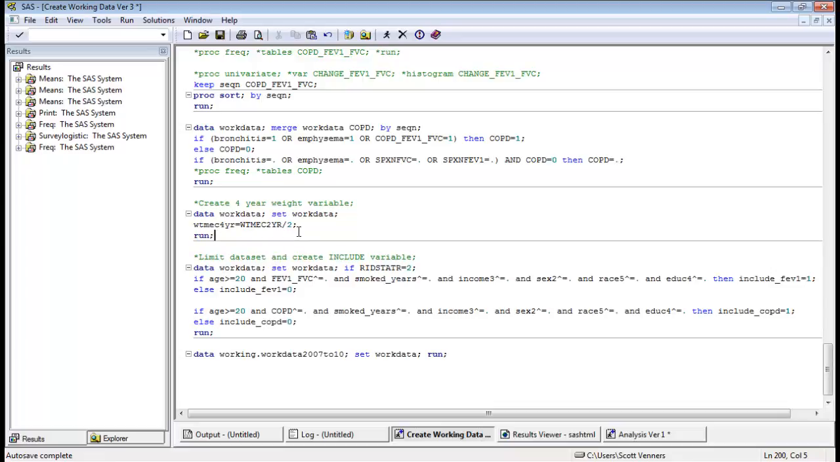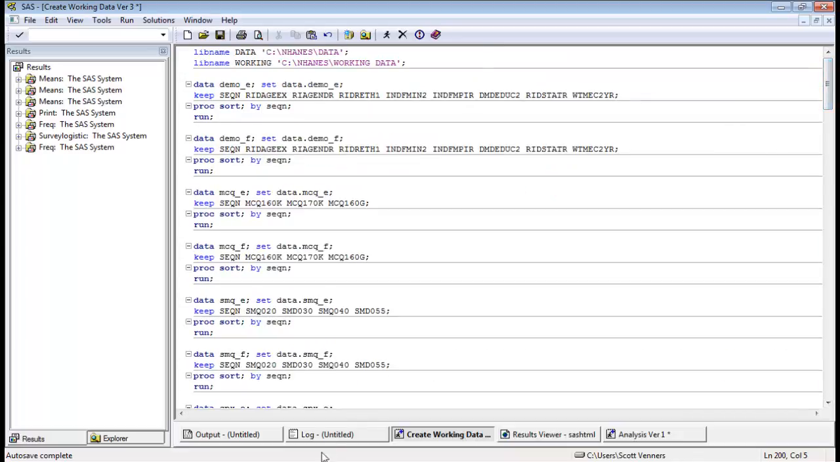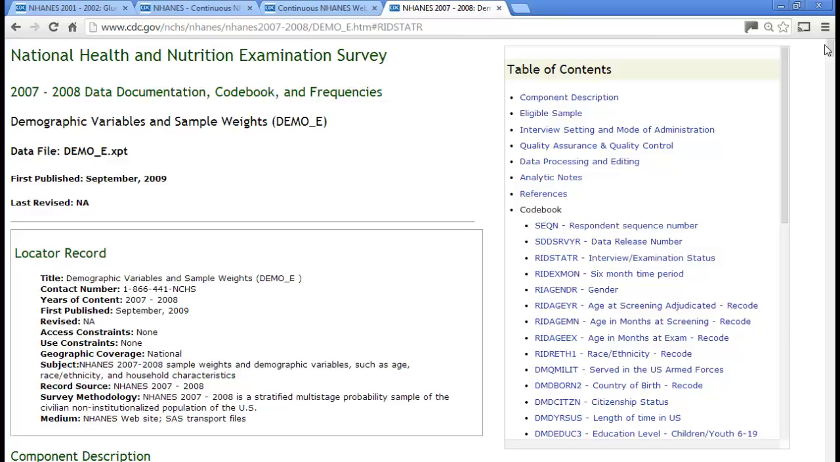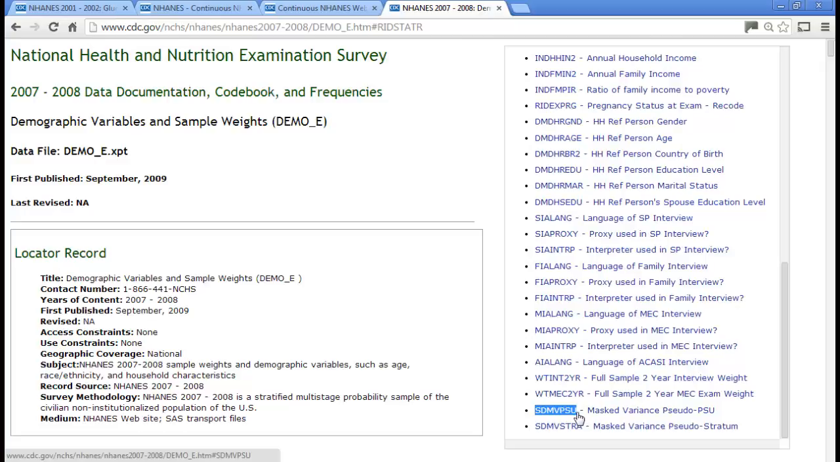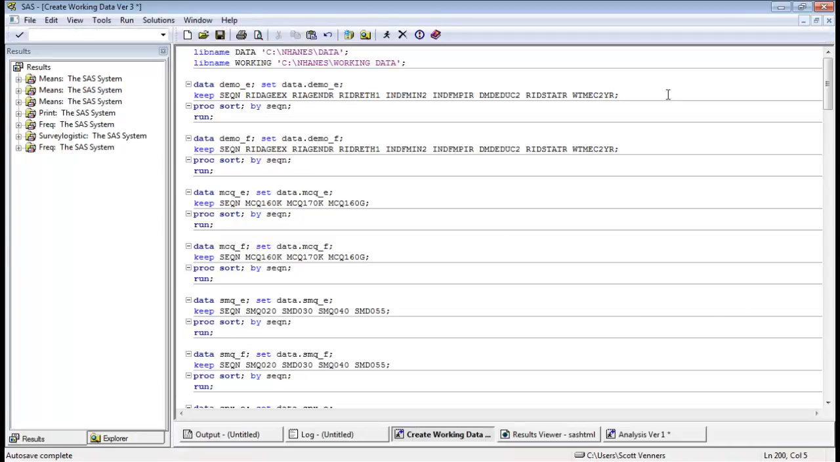And the last thing that we have to do is include some additional variables into our data set. The data come from the demographics data, and this will be for everyone, no matter where you get your weight variable from. What we want to include are these 2 variables here called the masked variance pseudo-PSU and the masked variance pseudo-stratum. So I'm just going to copy and paste both of these variables into my SAS code, and I'm going to include them from the demographics data sets. And so you should do the same.